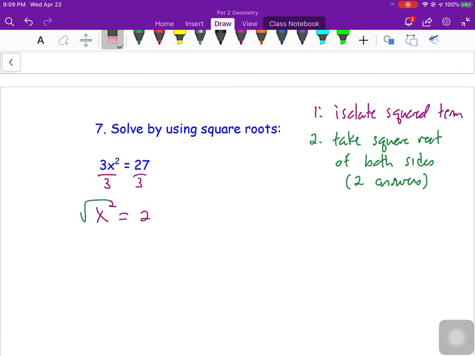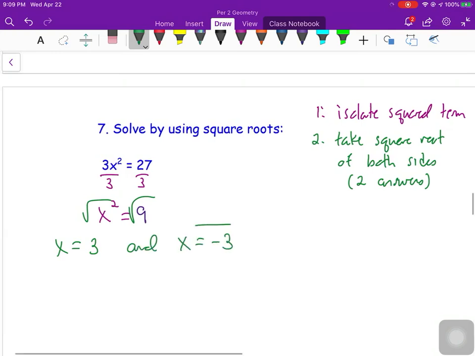Oh, when I divided 27 by 3, I should have gotten 9. We take the square root of both sides. We get x equals positive 3 and x equals negative 3. Both of those are valid algebra answers.